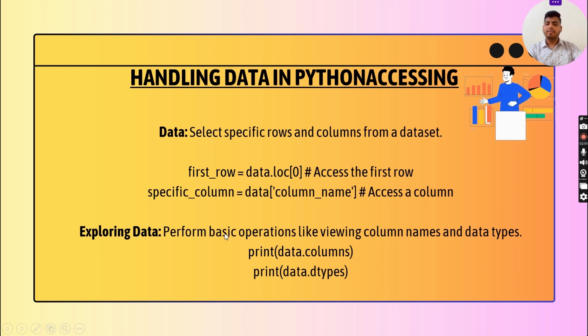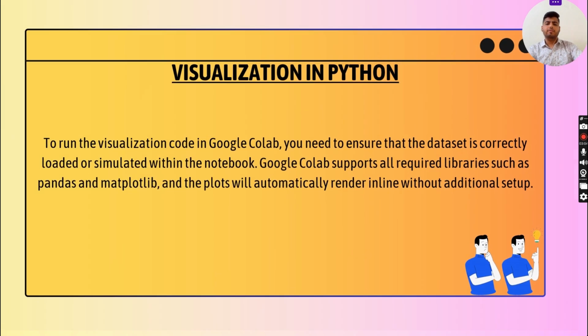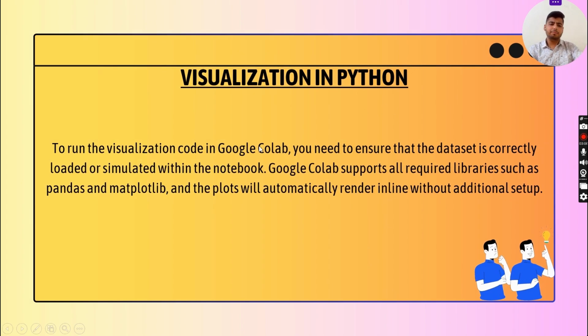Exploring data: perform basic operations like viewing column names and data types. For example, print(data.columns), with the help of this we can view columns, and print(data.dtypes), we can view data types. Next, we will see visualization in Python.